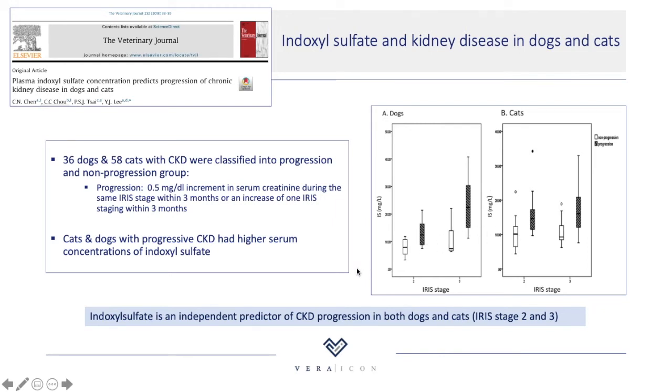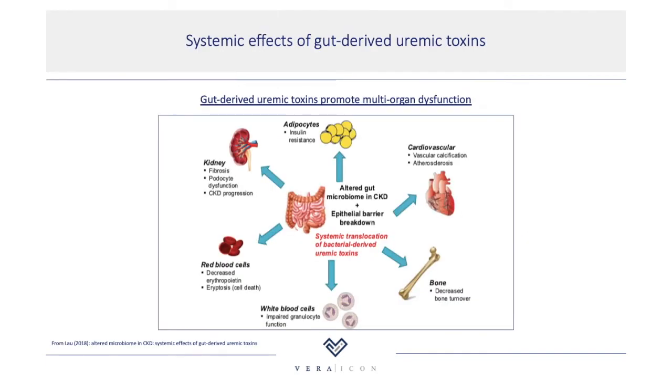So we now know that indoxyl sulfate is not only related to the presence of azotemia, so to the kidney function, but it's also a sign of progression. In this paper they did multiple regression analysis and showed that indoxyl sulfate is an independent predictor of progression of CKD in dogs as well as in cats. So we're always coming back to this review paper and we're just doing our round.